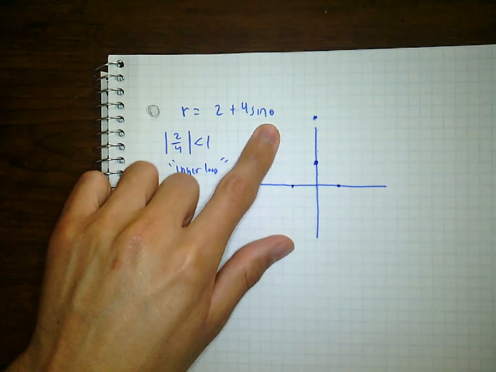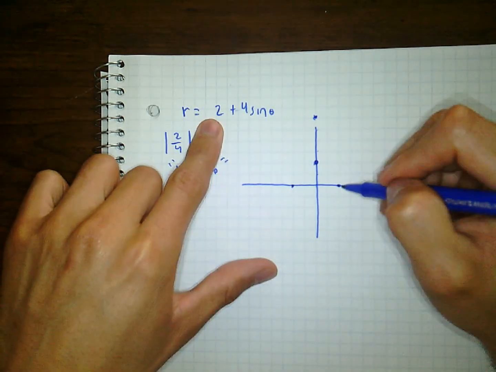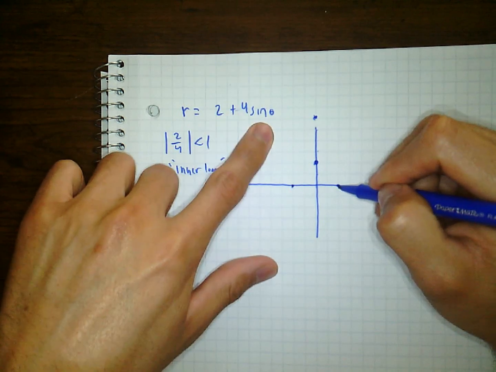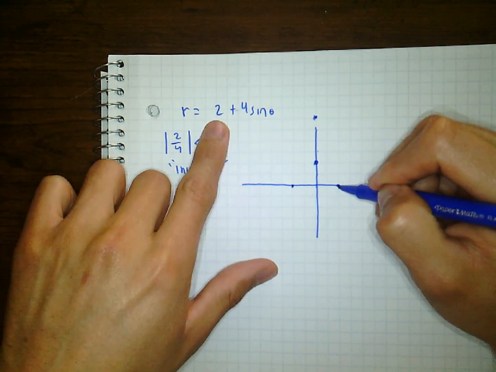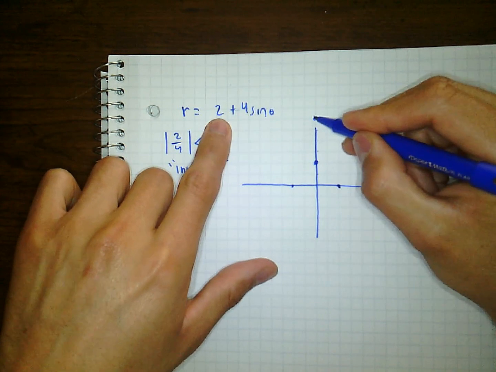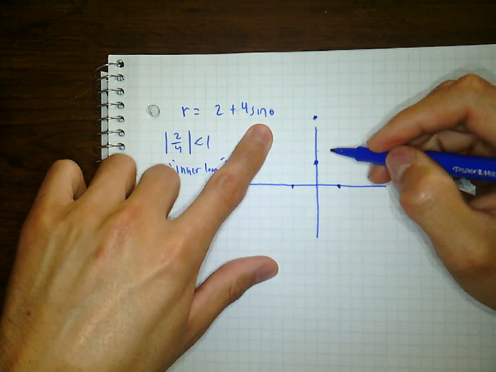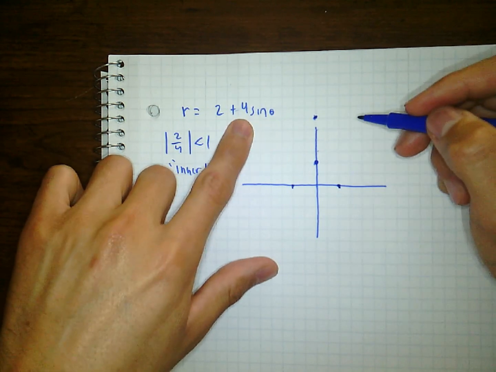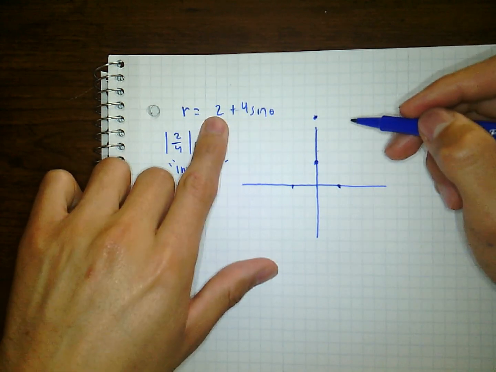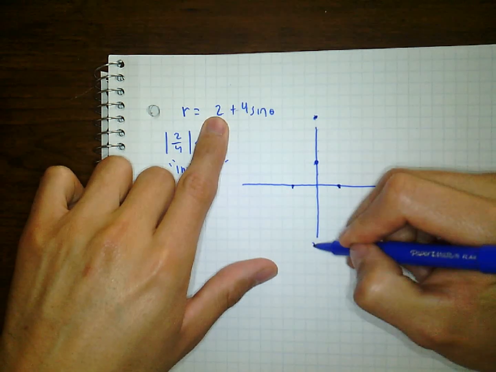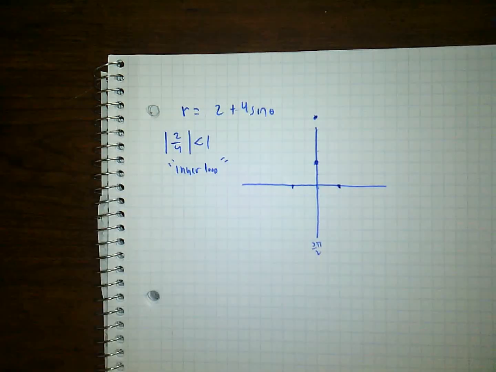Sine of 0 is 0, plus 2 is 2, so that's why I get that point. Sine of pi over 2 is 1, times 4 is 4, plus 2 is 6, so that's why I get that point. Sine of pi is 0, plus 2 is 2, I get that point. Sine of 3 pi over 2 is negative 1, times 4 is negative 4, plus 2 is negative 2, and that's the reason why at 3 pi over 2, I'm going the opposite way. So here's what it looks like.